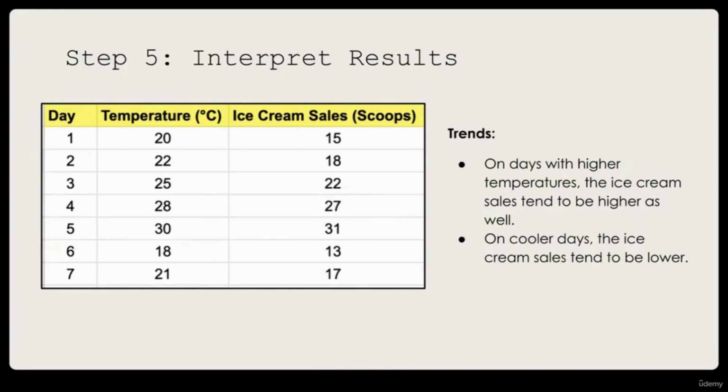Now, what you might want to do when interpreting results is looking at trends or patterns. So we can notice here that on days with higher temperatures like 30, 28, and 25, there were way more scoops sold during the higher temperatures, which makes sense. And then on cooler days like 18, we are able to see that the ice cream sales tend to be way lower. It's only 13 on this day. So just like that, this is just an example, but just like that, you can interpret way larger databases, data sets, and be able to analyze those results.